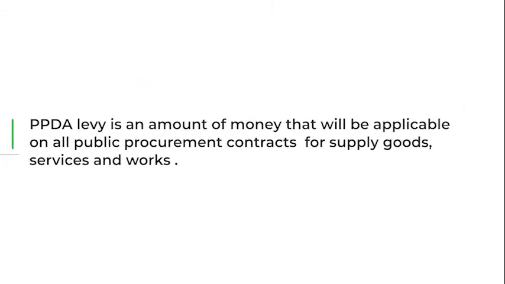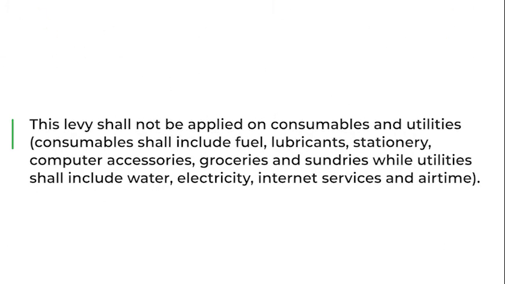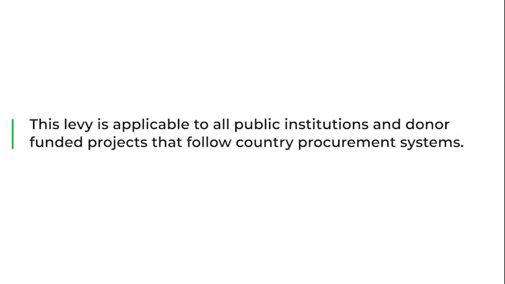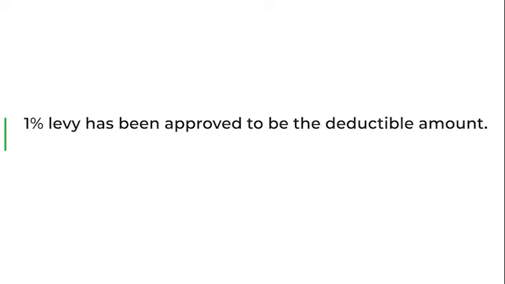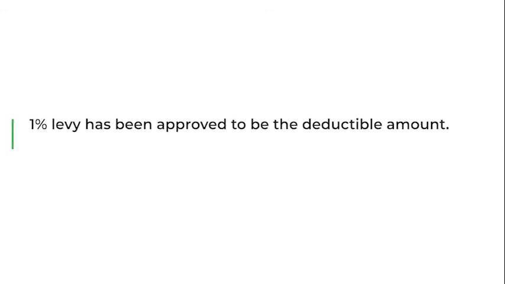Now, moving on to the application of the levy. PPDA levy is the amount of money that will be deducted on all procurement contracts for supply of goods, services, and works. This levy shall not be applied on consumables and utilities. Consumables in this case shall include things like fuel, lubricants, stationery, computer accessories, groceries, and sundries, while utilities shall include things like water, electricity, internet services, and airtime. This levy is applicable to all public institutions and donor-funded projects that follow country procurement systems. A 1% levy has been approved to be the deductible amount.